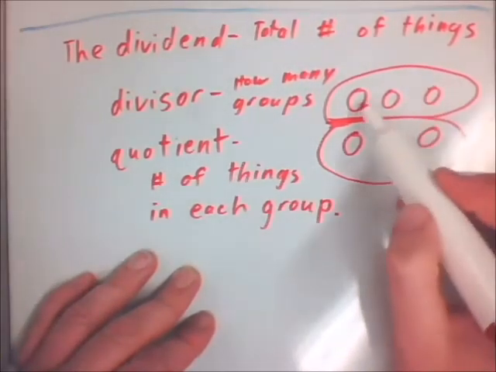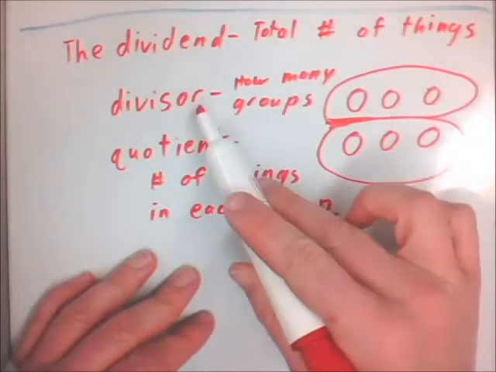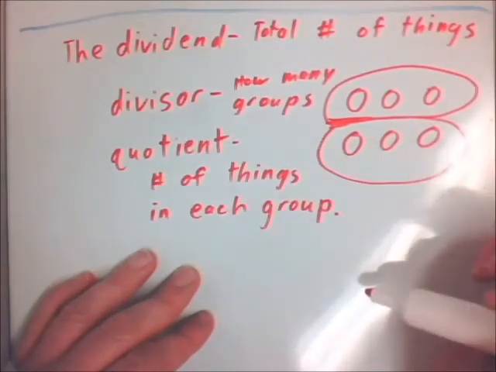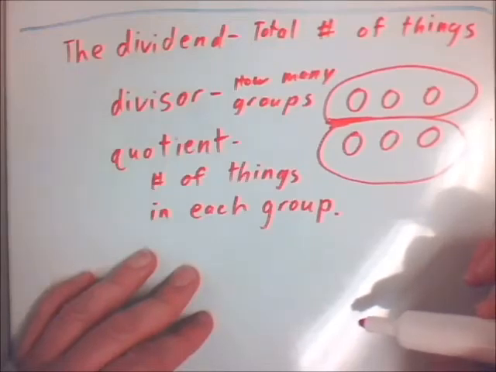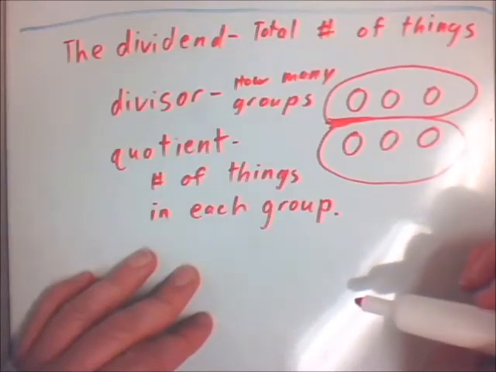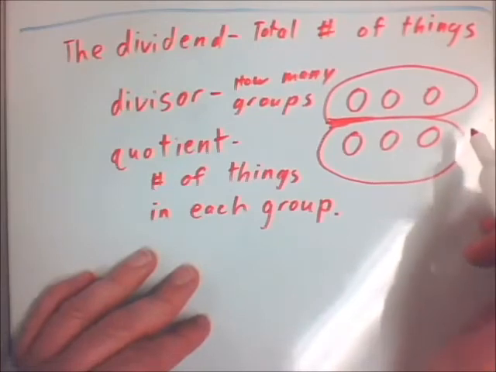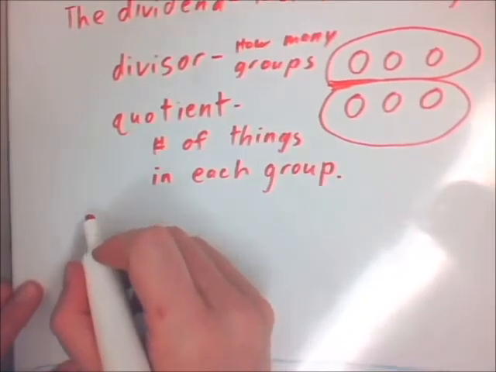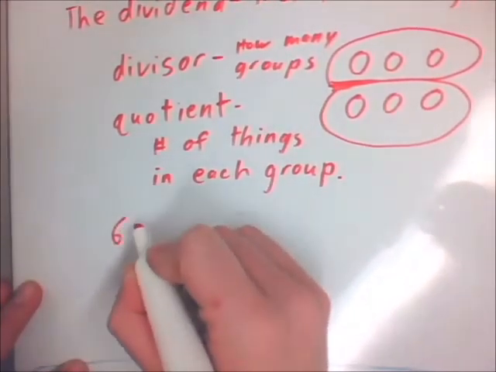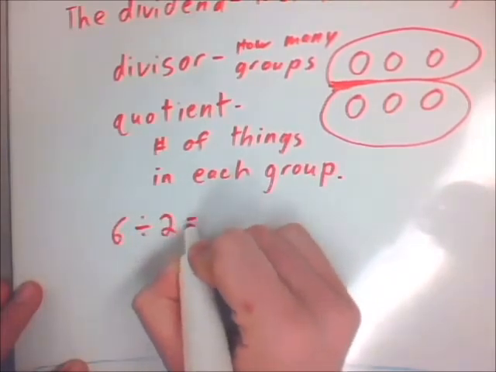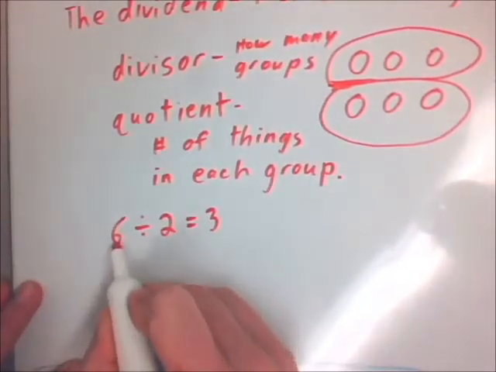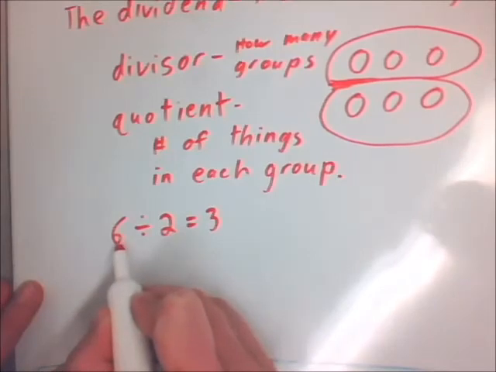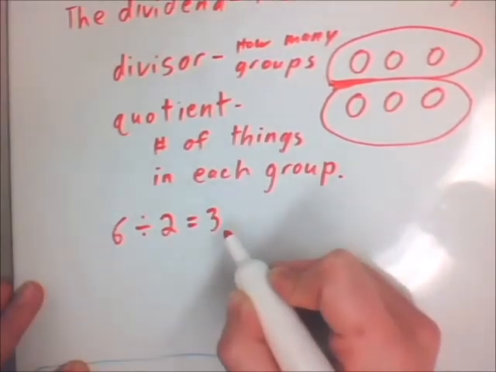So I've got the total number of things is 6. The divisor, how many groups? Well, I got 2 groups. And the quotient is the answer, 3 things in each group. So if I wanted to write that, I could write that in 3 possible different ways to display this division problem. I could write 6 divided by 2 equals 3. And in this case, 6 is the dividend, 2 is the divisor, and 3 is the quotient. So total number of things, how many groups, how many things in each group.